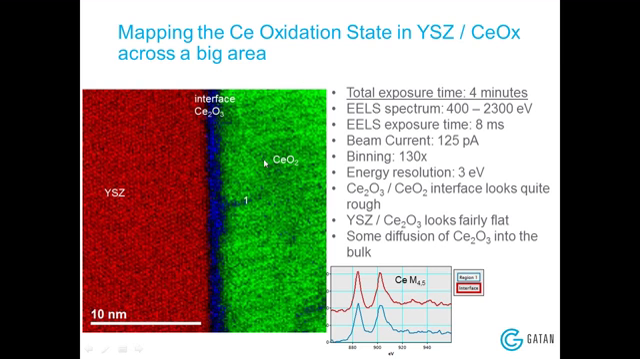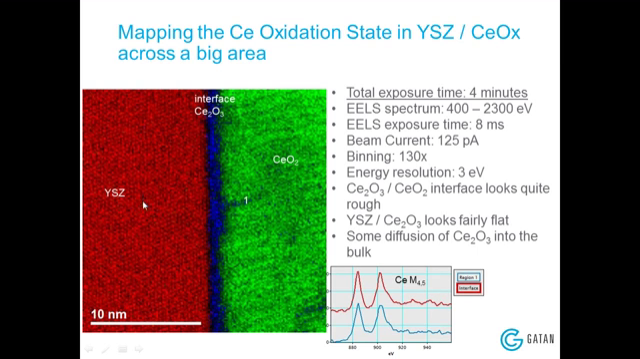We can also map this oxidation state over a much bigger region. In this case, we wanted to cover a much bigger region, so we decided to decrease the exposure time down to 8 milliseconds. And again, you can see the same thing that we've seen before.